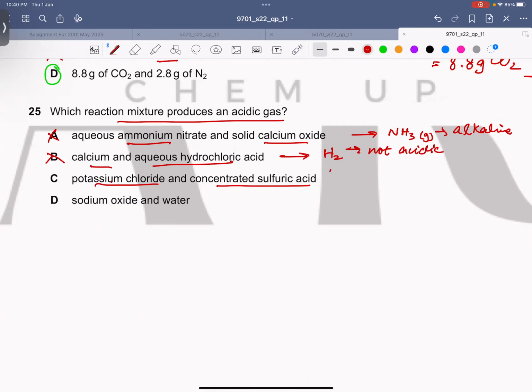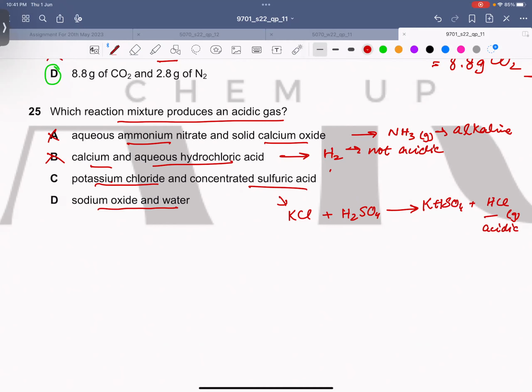Potassium chloride and concentrated sulfuric acid. If you recall this reaction, when potassium chloride reacts with sulfuric acid, we get potassium hydrogen sulfate and HCl. So here HCl is formed as a gas, and it is acidic as well.